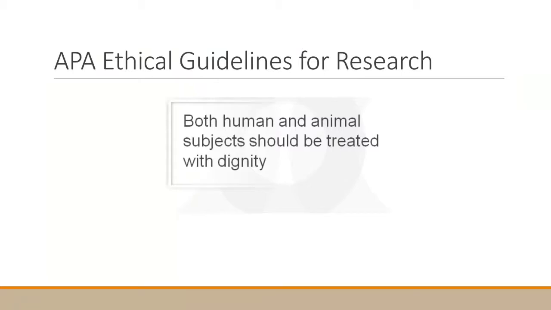So again, APA ethical guidelines, and a lot of research in psychology back in the day used to be done on animals. And I think we saw that with our beginnings of behaviorism and things, is everybody, whether human or animal, should be treated with dignity. It's really important.